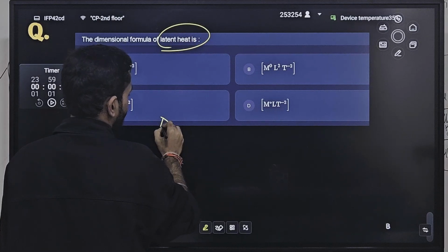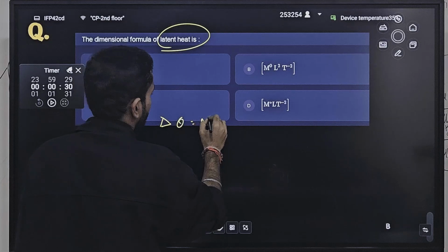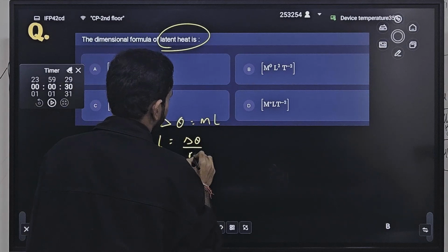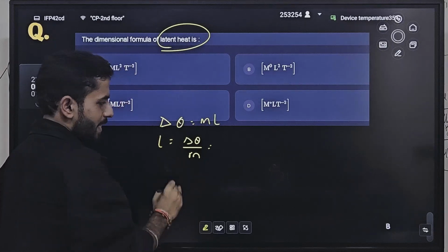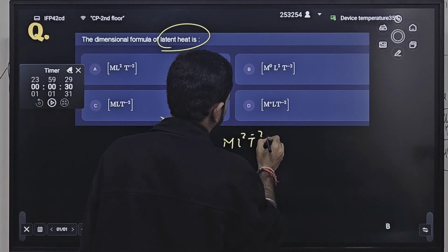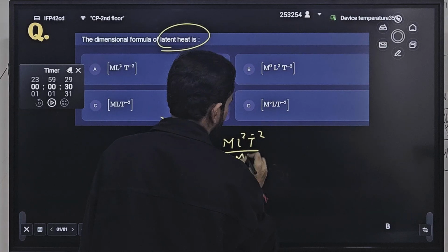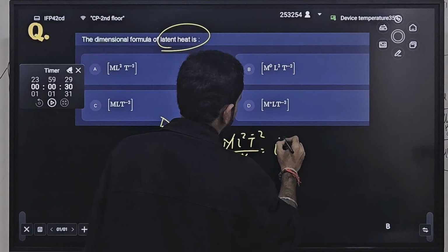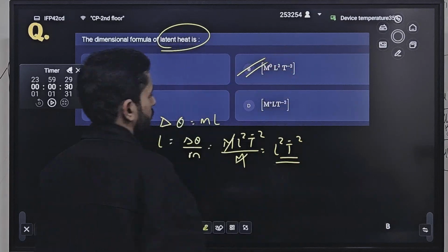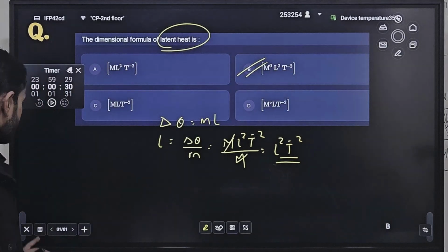What do you know about latent heat? ΔQ is equal to m into L. This L is latent heat. Latent heat can also be written as ΔQ divided by m. What is ΔQ? Nothing but change in heat, which means energy, ML²T⁻², divided by mass. Mass will get cancelled. What will be the result? L²T⁻². Which option is correct? The option is correct. Very easy question.